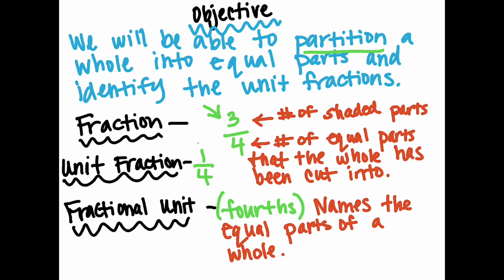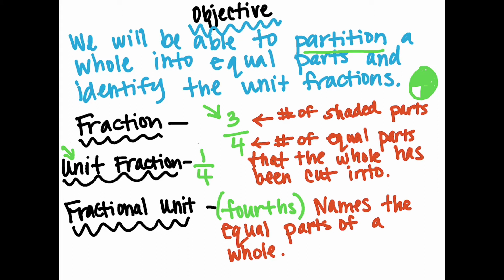So if we had a pie, let's draw a little pie over here, and we had 4 equal parts. So I'm going to cut this pie into 4 equal parts. And then 3 of these parts were eaten. 1, 2, 3. Okay, so my fraction would be 3/4. And then there's something called a unit fraction. And a unit fraction is very similar to a fraction, but it always has a 1 on top. Okay, always has a 1 on top. So in this case, it's 1/4.